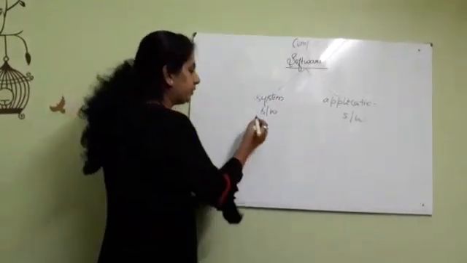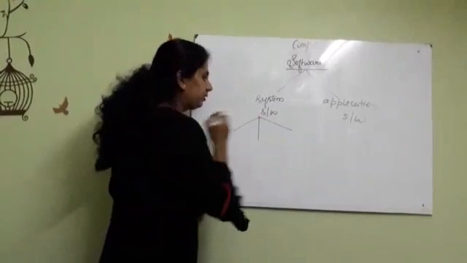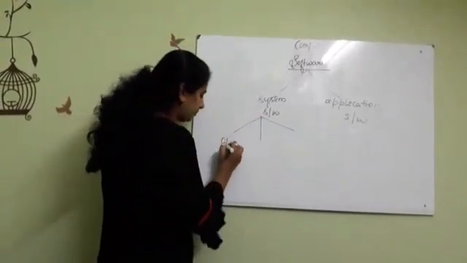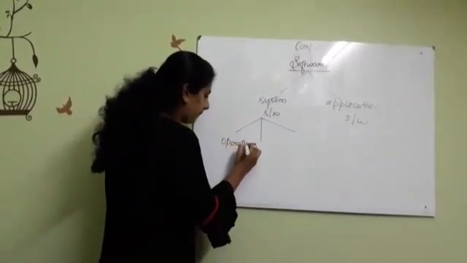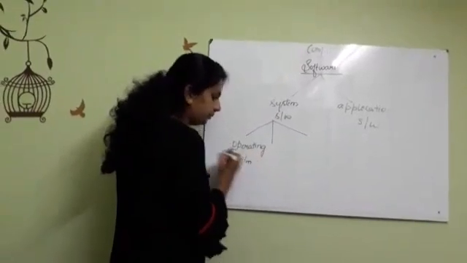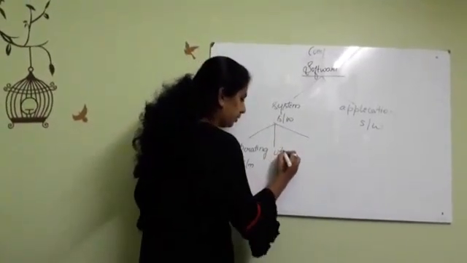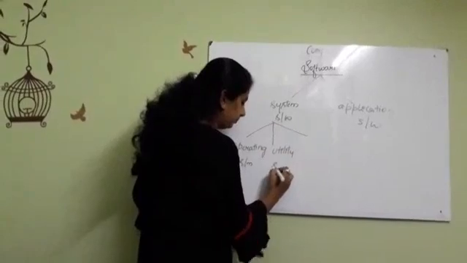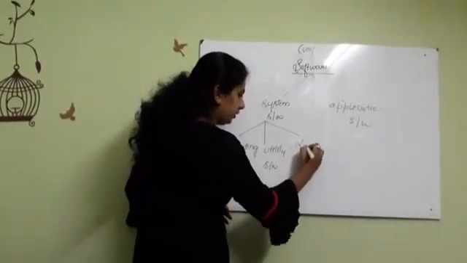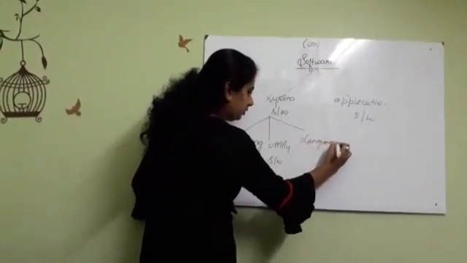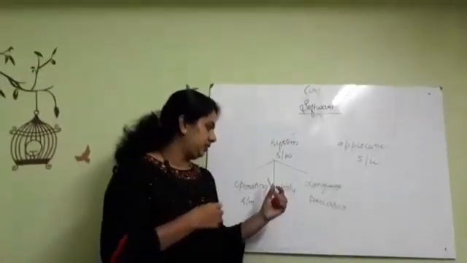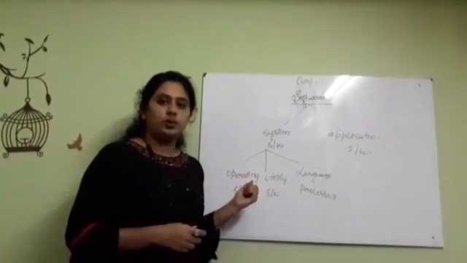See, in system software, there are three types. One is operating system, utility software, and the last one, language processor. Now the first one is operating system.